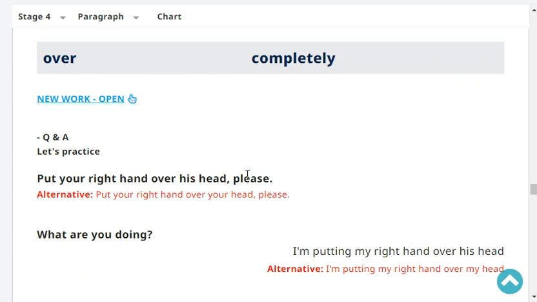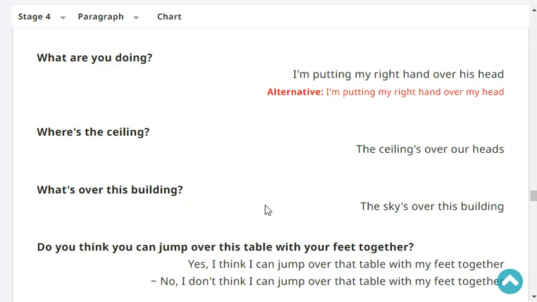Okay, next. Put your right hand over your head. What are you doing? I'm putting my right hand over my head. Very good. Where's the ceiling? The ceiling's over our heads. What's over this building? The sky's over this building.